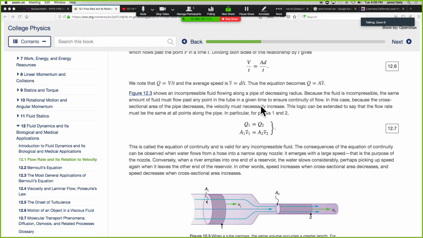And it works well for most liquids. Most liquids are very difficult to compress. Some liquids are easier to compress than others, but most of them are pretty difficult to compress. So it works truly quite well for most liquids. The flow at one point is equal to the flow at the other point, which means the area times the velocity at one point is equal to the area times the velocity at another point.